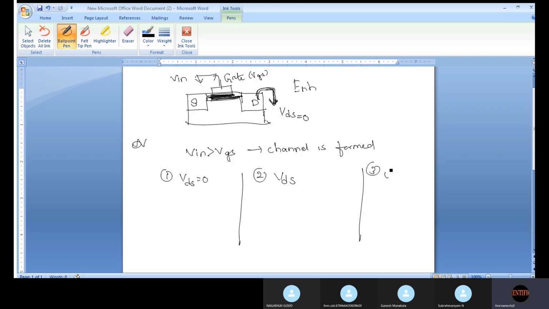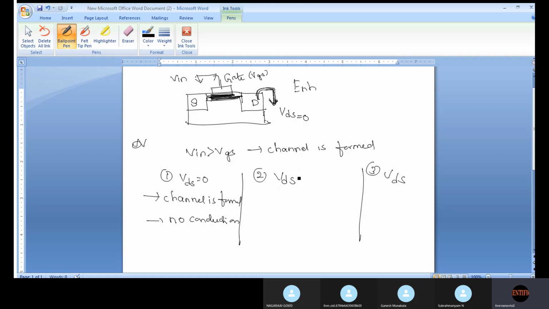Three conditions are there. First condition, VDS is equal to 0. So here only the channel is formed, but no conduction will take place. Whenever we give Vin, the channel is formed, but there is no conduction. Why? Because the drain to source voltage, VDS, is equal to 0.